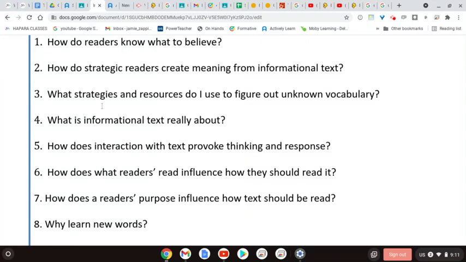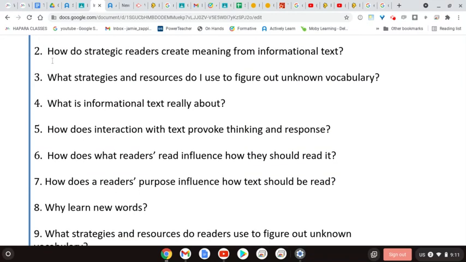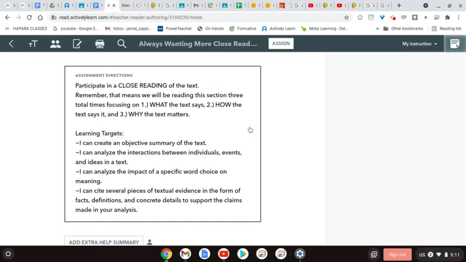And so today we're focusing on the following essential questions. We're going to focus on essential question number 2, how do strategic readers create meaning from informational text? Number 3, what strategies and resources do I use to figure out unknown vocabulary? And number 4, what is informational text really about? As we read, we will be close reading the text.